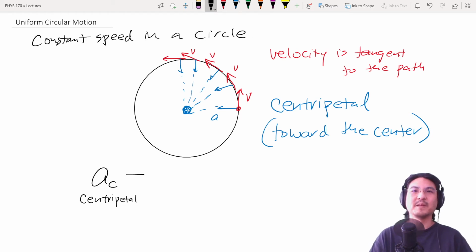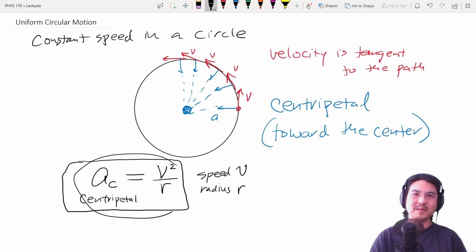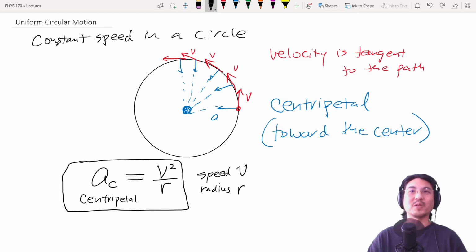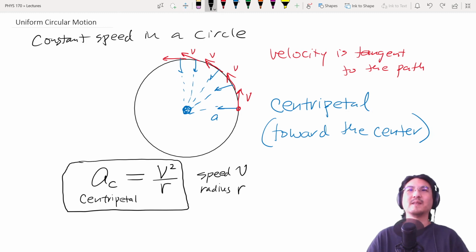And I'll just tell you the answer: the magnitude of the centripetal acceleration is this, for speed v and for the radius of that circle r. So this is the magnitude, v squared over r, and the direction is toward the center. Okay, so that was the quickest lesson ever. One more thing about circles.